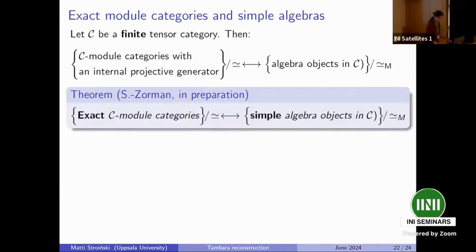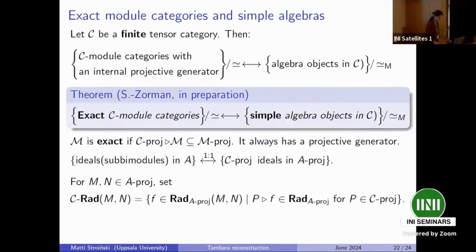And the other application we have is if we consider, again, this correspondence between C module categories with a projective generator and algebra objects in C for a finite tensor category, we can show that exact C module categories match with simple algebra objects, where this is actually a mistake, I should say semi-simple algebra objects. So the way we do this is we introduce a notion of a radical for a category of modules for an algebra object.